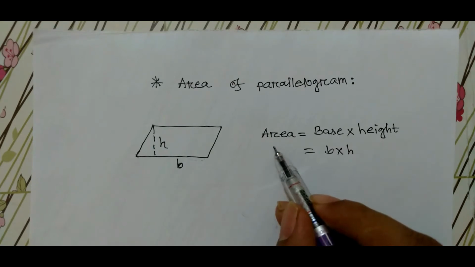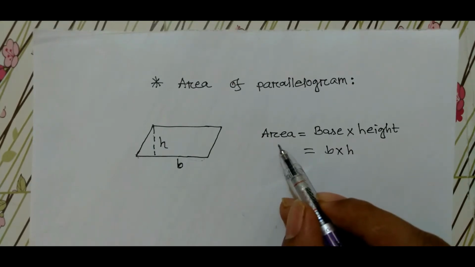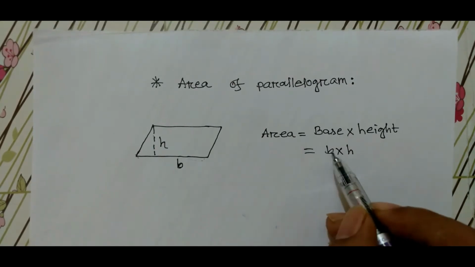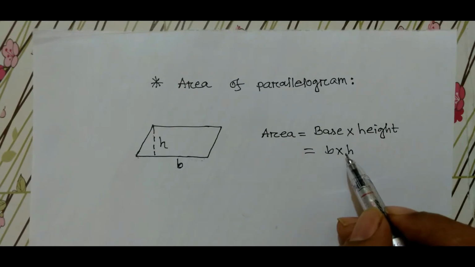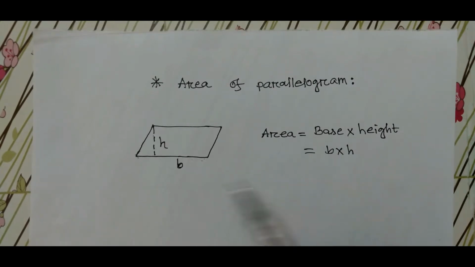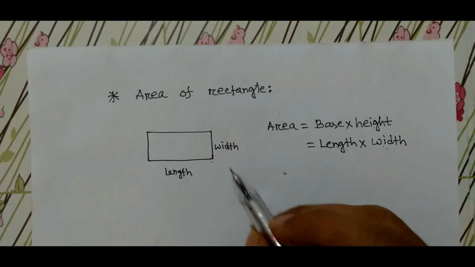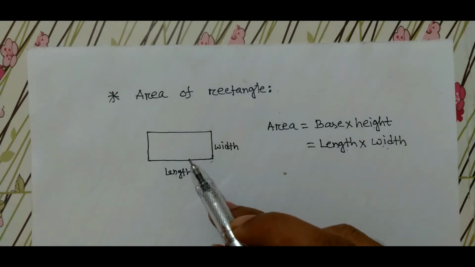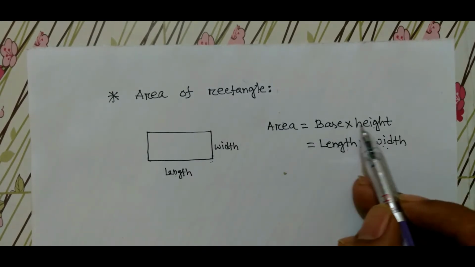So what will be the area of parallelogram? The area of parallelogram will be base multiplied by height. By using only this formula, we will find the area of all kinds of shape. So let's see. Now we will find the area of rectangle by using the formula of parallelogram.